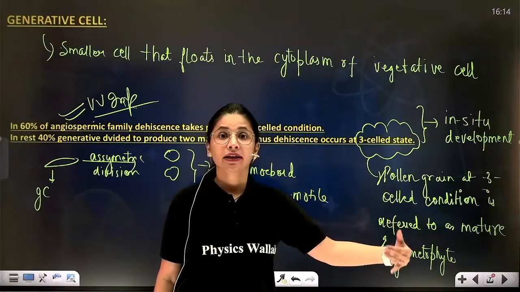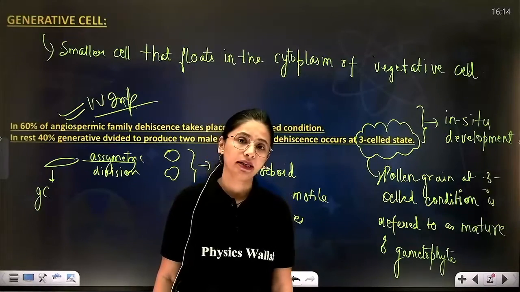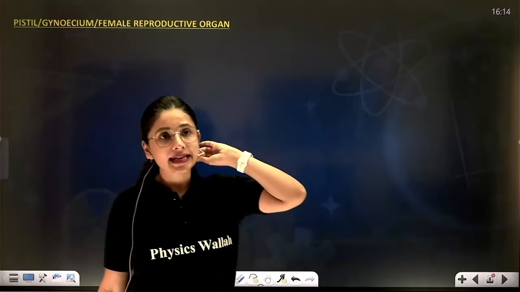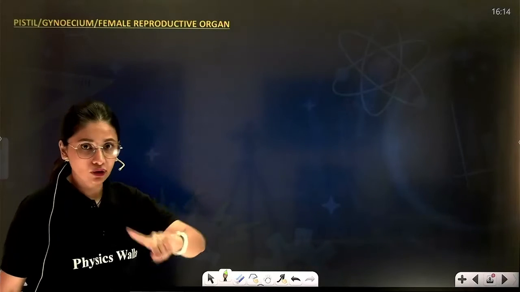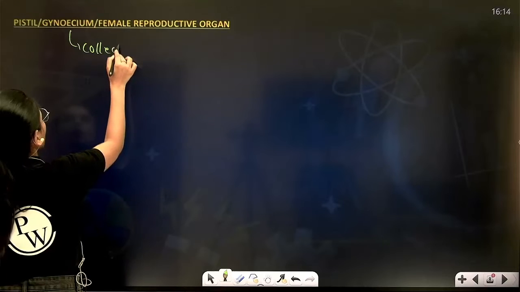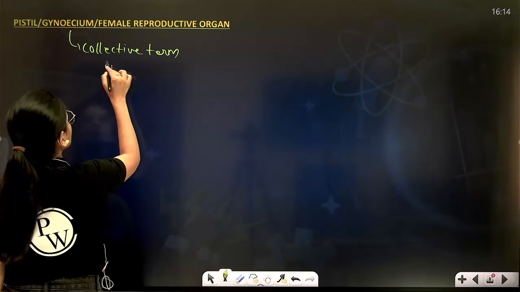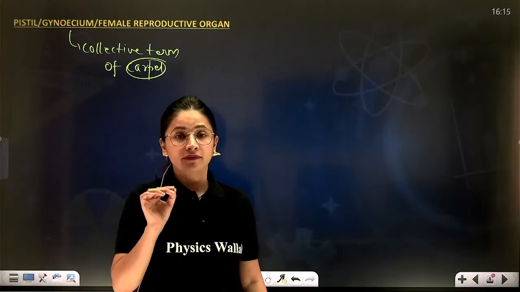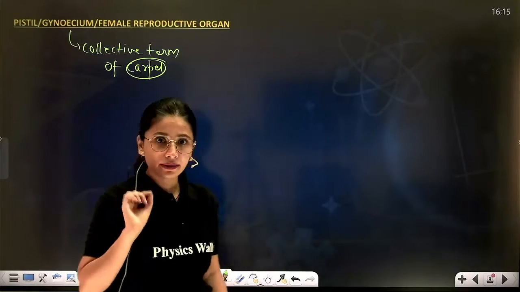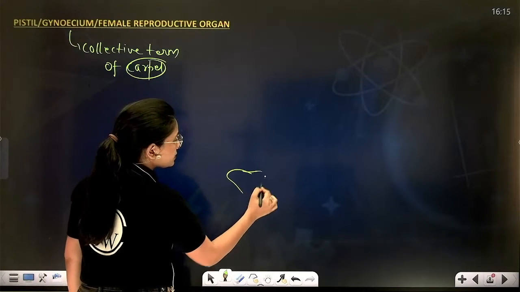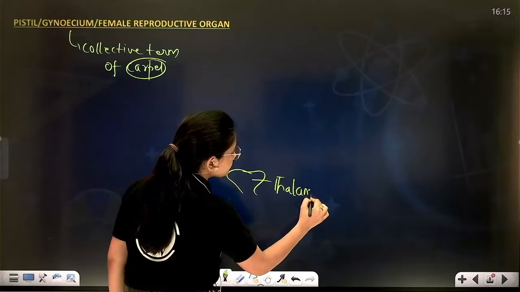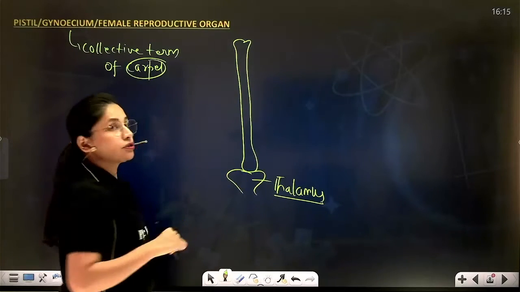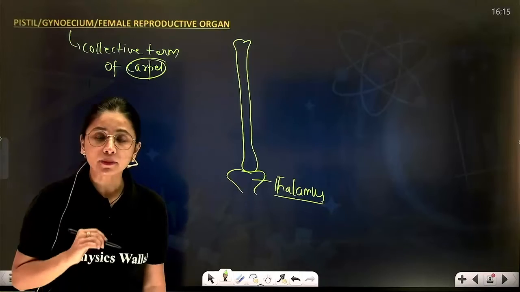Male gamete is ready. Now let's try to ready the female gamete. For that, you have to study the female reproductive organ, which is called gynoecium or pistil. Gynoecium, beta, is a collective term for carpels. What is a carpel? You know, it is an essential whorl which is present innermost in a flower, right? Structurally, this is the thalamus, right? On the thalamus, the carpel will be born, right?